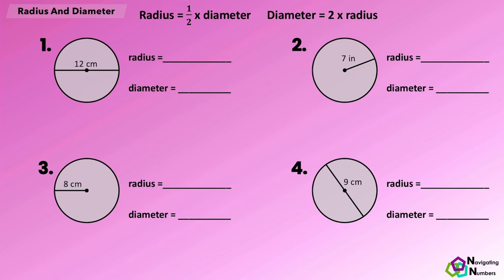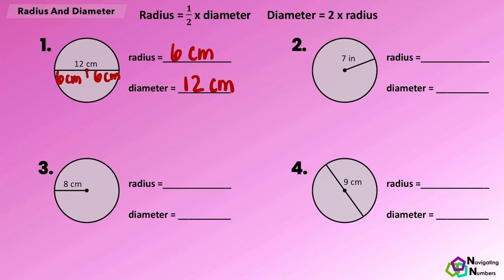Let's take a look at some examples for how to determine radius and diameter of a circle. So just to remember, radius is half of the diameter, and the diameter is twice as long as the radius. Number 1, we have a circle with a diameter of 12 centimeters. So that's the distance from 2 points on the circle that goes through the center. So if we want to find the radius, we have to take half of the diameter. So divide the diameter by 2. So that means that the radius is 6 centimeters. So each of these pieces is 6 centimeters.